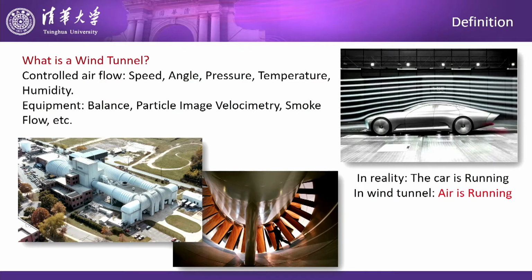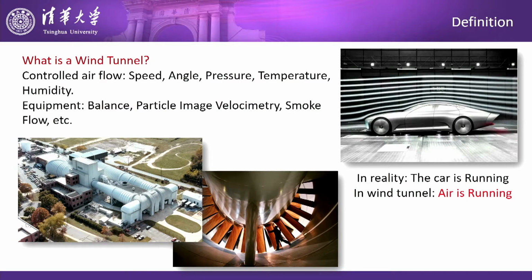and we control the airflow with speed, angle, pressure, temperature, humidity, and ionization sometimes. The equipment of wind tunnel usually contains balances we use to measure the force, and the particle image velocimetry, the PIV, to visualize the field. And we have smoke flow to visualize the field again, and sometimes we have a roller because whether the ground is steady or running affects the drag. So sometimes we have the roller, the car is really moving on it, but steady from the outside, okay?